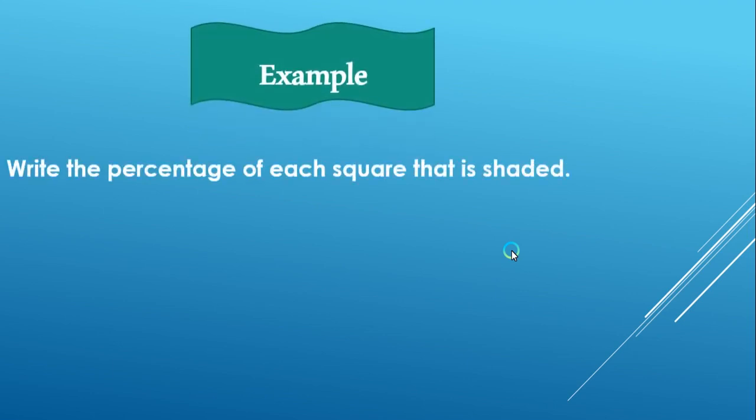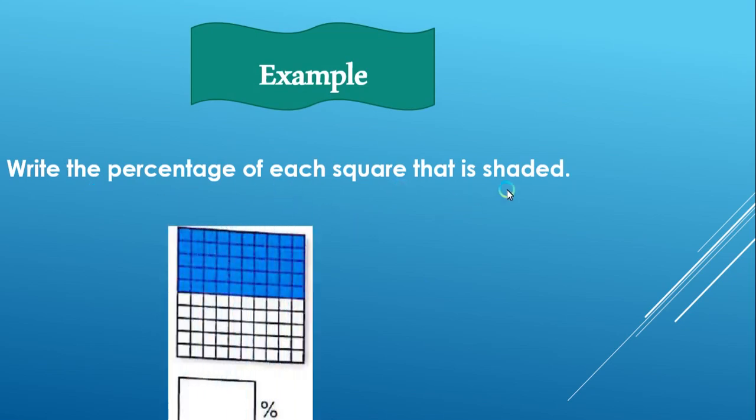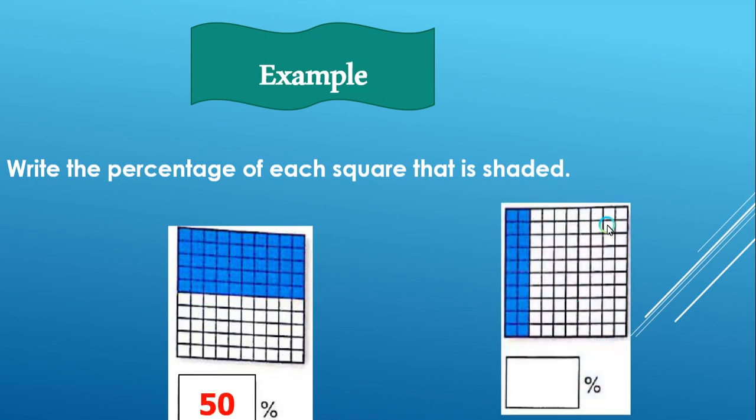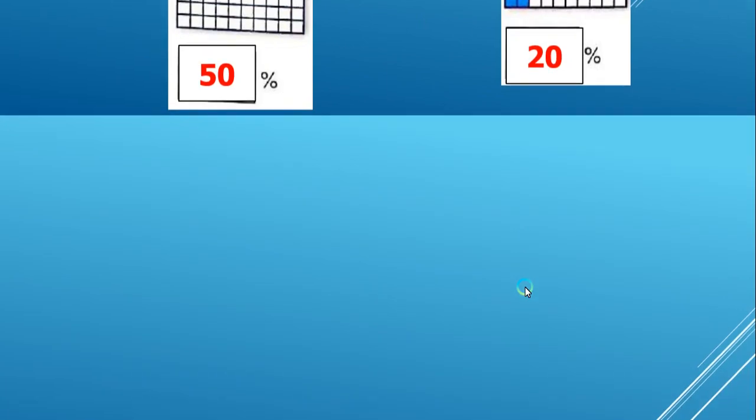Another example. Write the percentage of each square that is shaded. Here I have in total how many squares? I have 100 in all, but I shaded only what? 50. So I will write the answer, it's 50%. Here also I have 100, so out of 100, I shaded only 20, so I will get 20%.